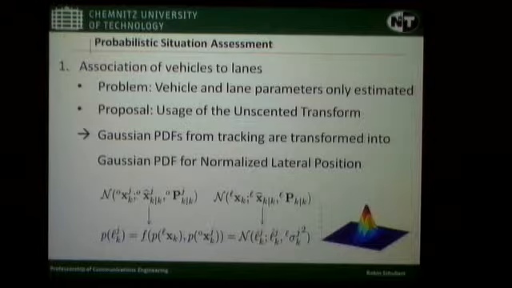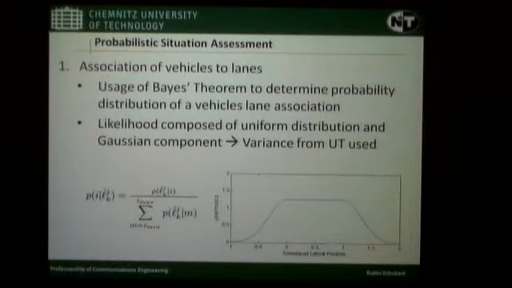If we have done that, then we can ask ourselves, how do we get a probability distribution for my lane association? This is the next step. And here we propose to construct a likelihood function. So if we want to use a Bayes theorem to determine this probability distribution, we have to define a likelihood function.